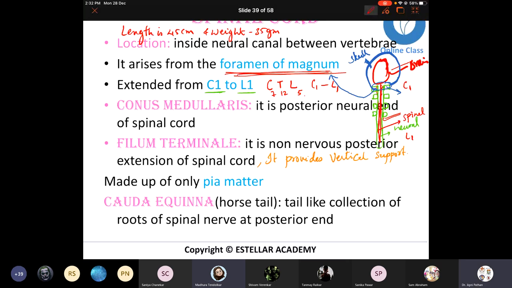Next, you write down this. Then I'll explain to you about conus medullaris, filum terminale, and cauda equina, everything. So please write down this. First you write down and then I'll explain.